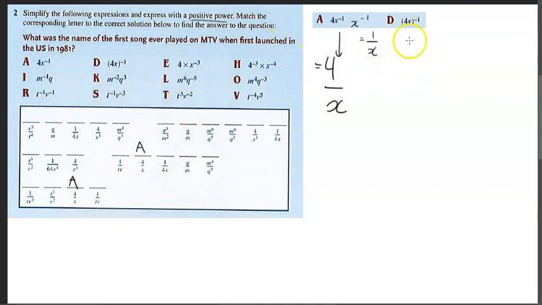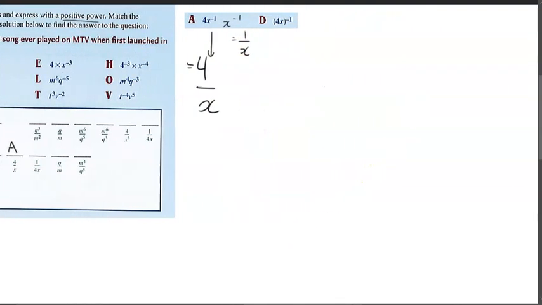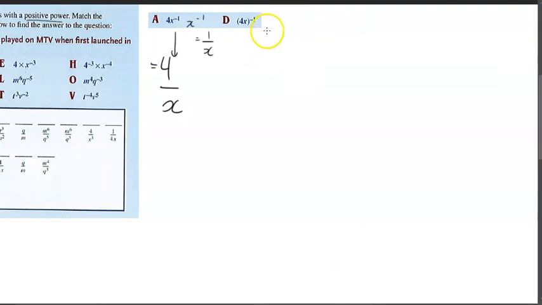Second one, we've got now 4x inside the brackets to the power of -1. Now we can say that number 4 does have an association with the -1. So this is 4 to the power of -1 multiplied with x to the power of -1. Now again, we just want to put this as positive powers. So this is just 1 over 4x.